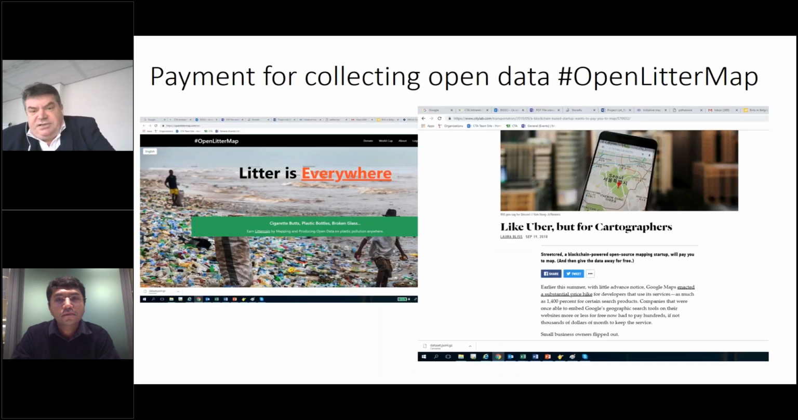Looking at the other aspects of how blockchain can be used in combination with open data, it can be used in a way to reward people for actually contributing open data. So this is quite an interesting application, the Open Litter Map, as a general way of showing how to reward people for crowdsourced mapping. And there are a couple of examples in this kind of domain.